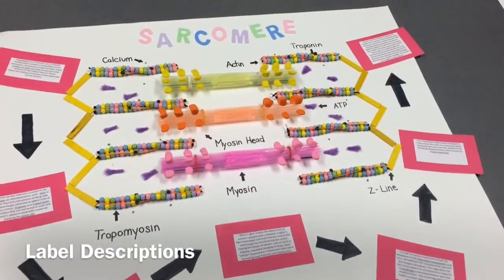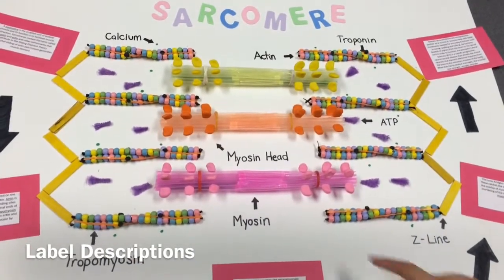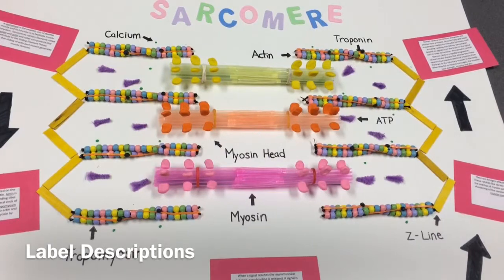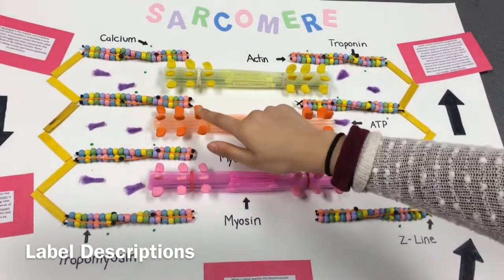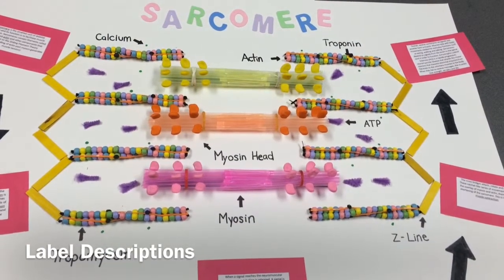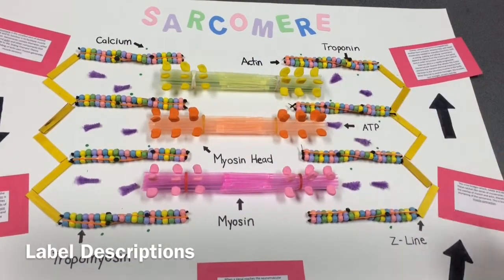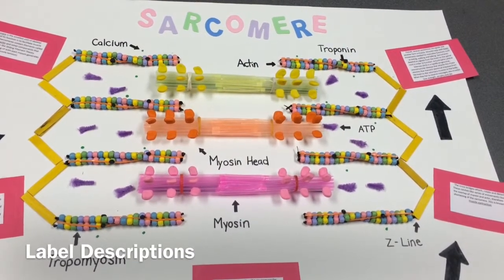Okay, now that we've explained how everything works, we're just going to indicate where they're located. So this is the myosin, so it's the thicker part of the sarcomere. And then this is the myosin head. This is where the ATP attaches and allows it to work. And this is the actin here. It's made out of a string of beads that forms a double helix.